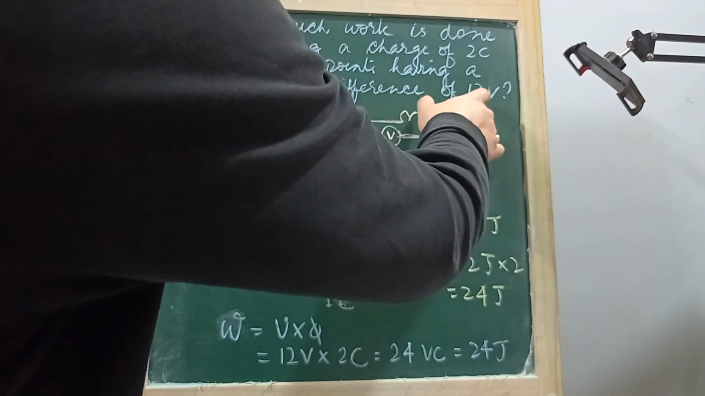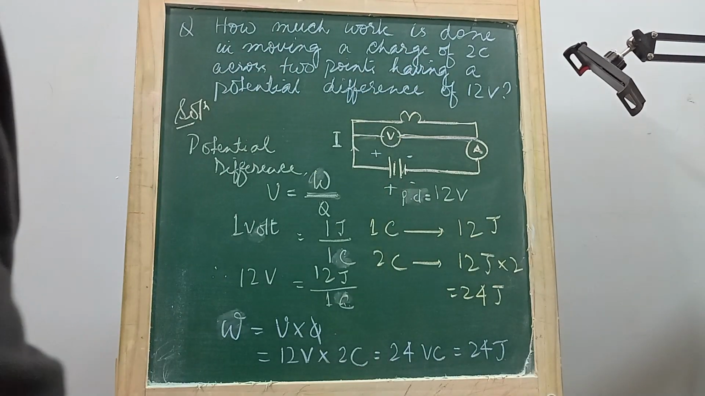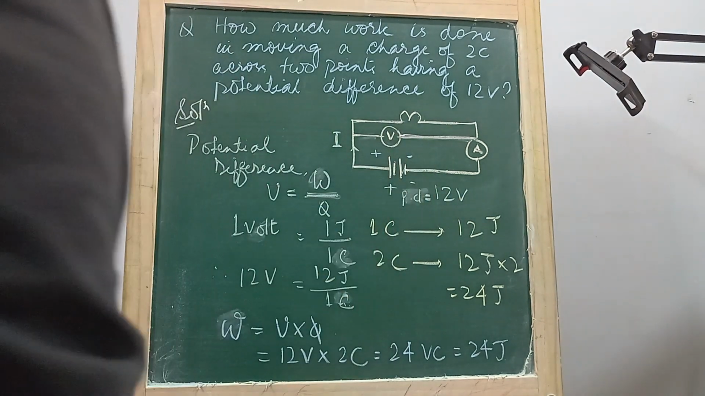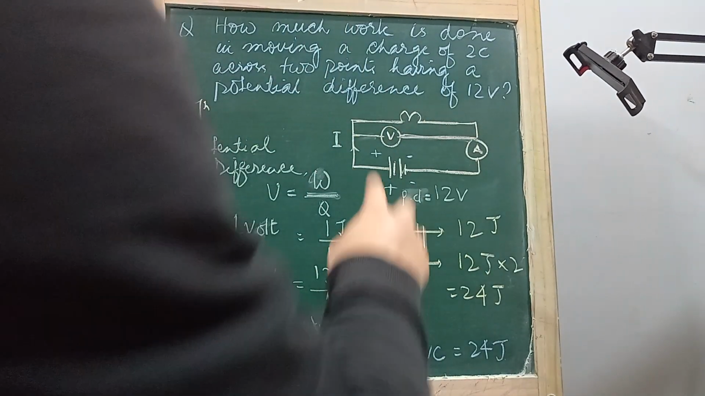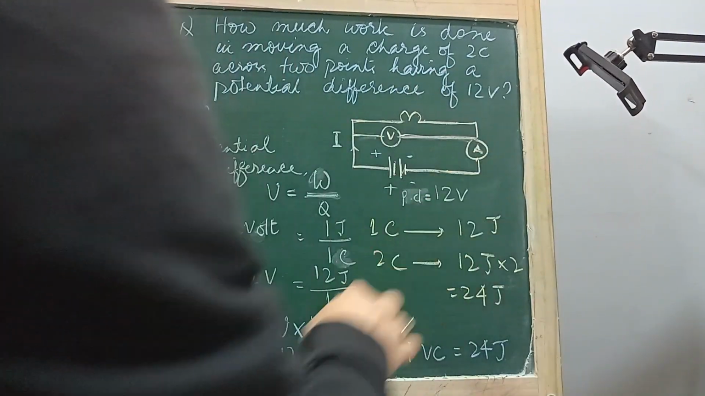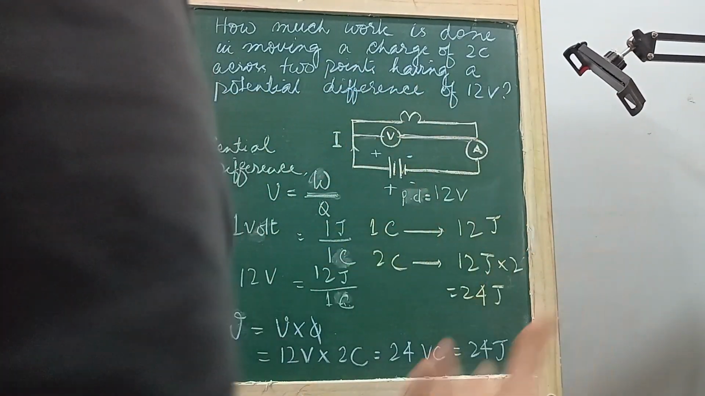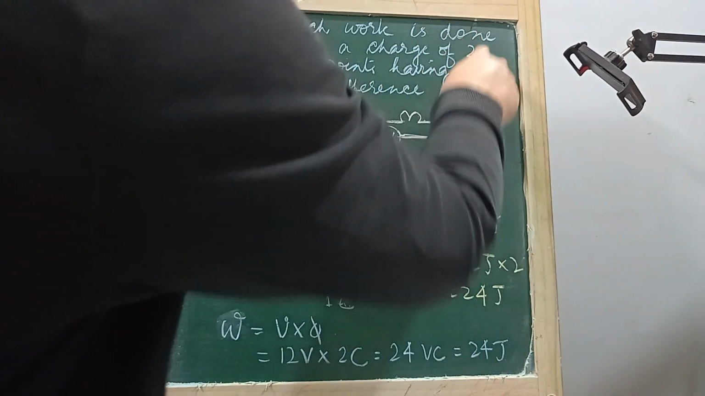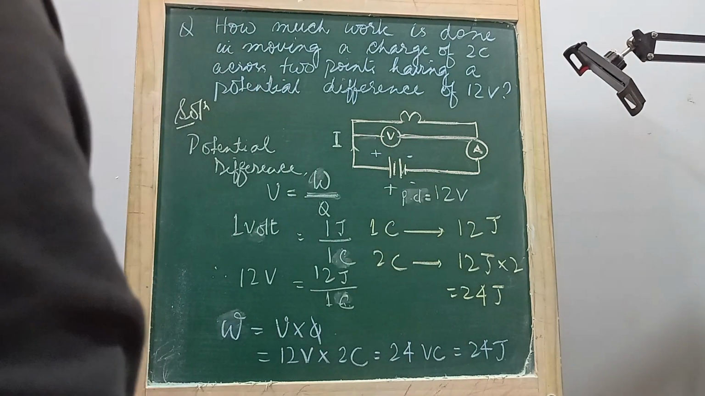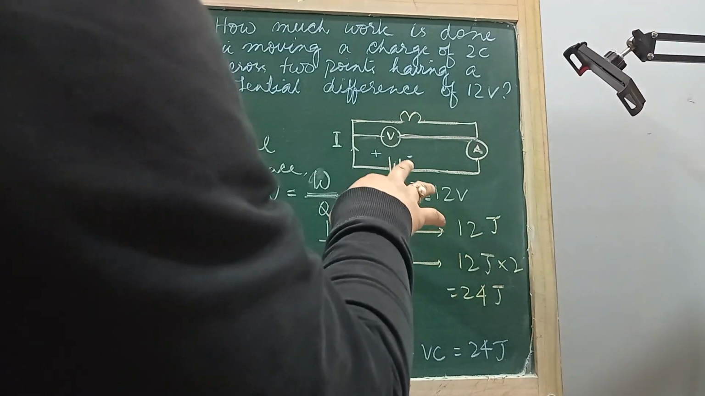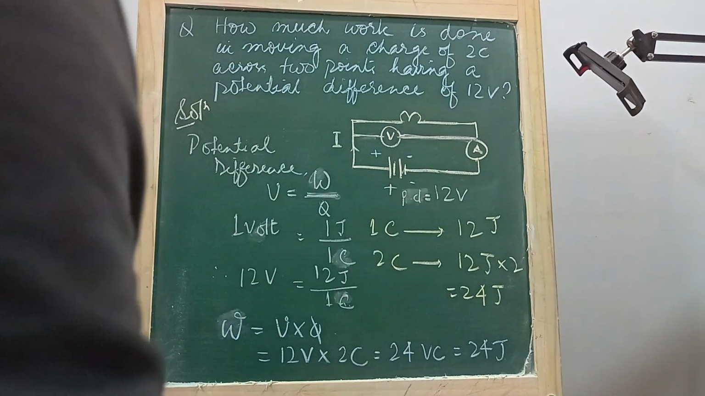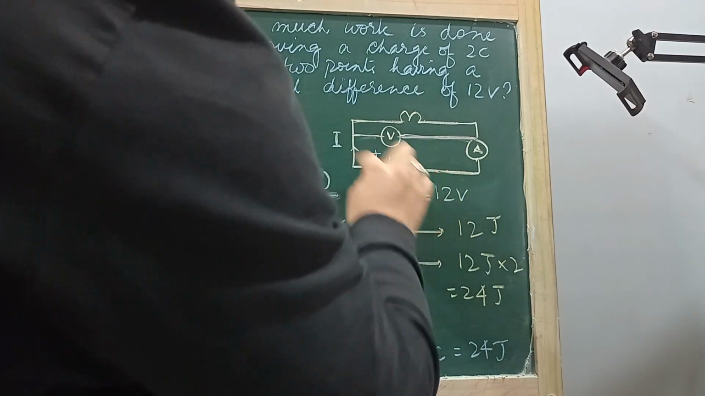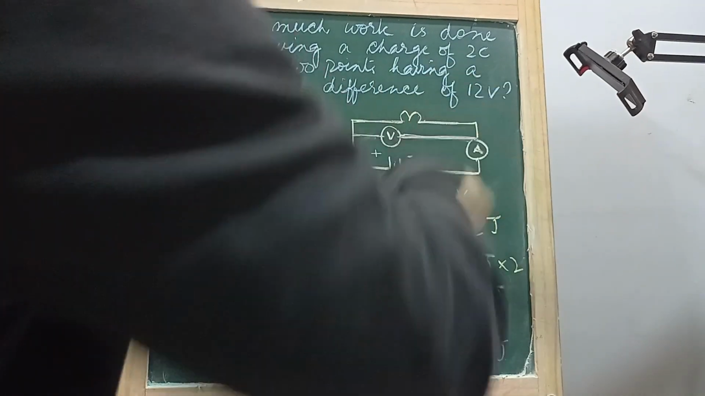The question says that we are maintaining a potential difference of 12 volts, and if you want to move a charge of 2 coulombs across the circuit, how much work will be done by this battery? The work done is energy consumed. When electric current runs through the battery, its electrical energy will be drained out moving those charges. So to move 2 coulombs of charge, how much electrical energy will be used up, or how much work will be done by this battery?